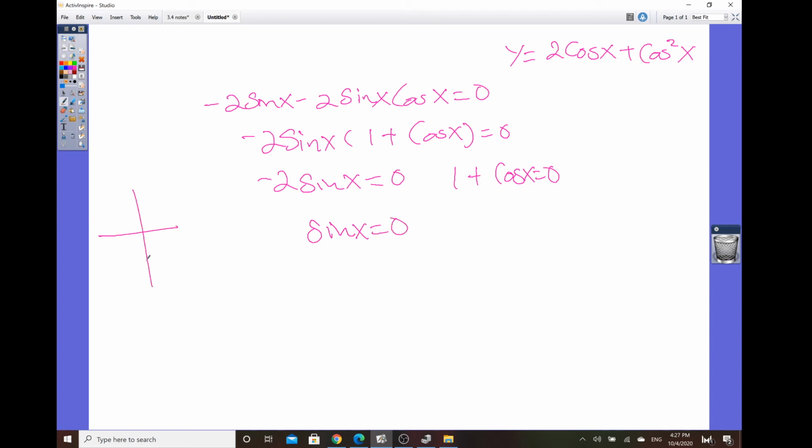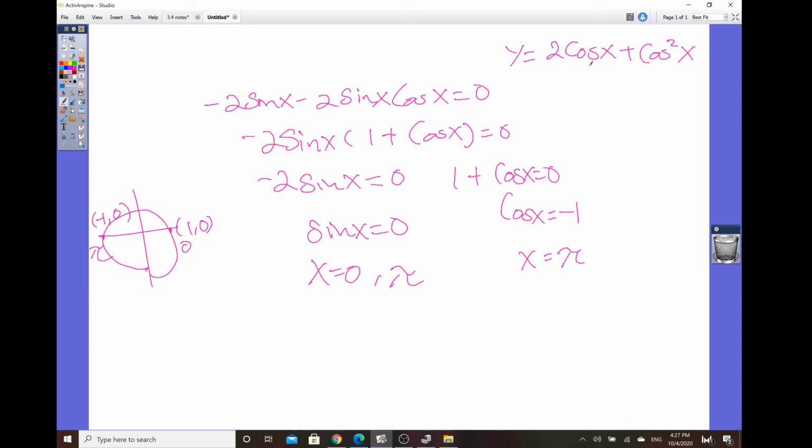Back to the unit circle. If sine of x equals 0, so that means it's right at the position of what? 0 radian. And also what? 180 degree or pi. Okay, so x would be 0 radian and then pi. And now what about if 1 plus cosine of x equals 0? So that means cosine of x equals negative 1. So that means x is what? Pi. Because at this position it is negative 1 comma 0.